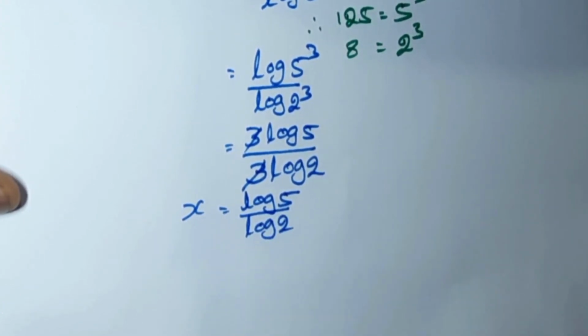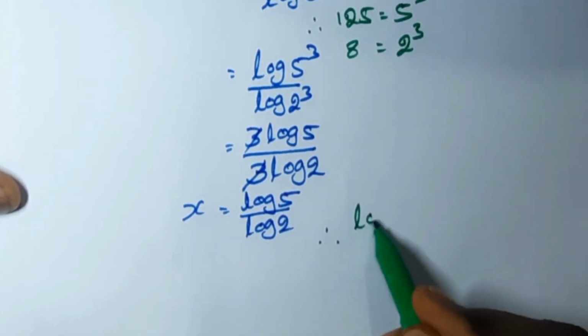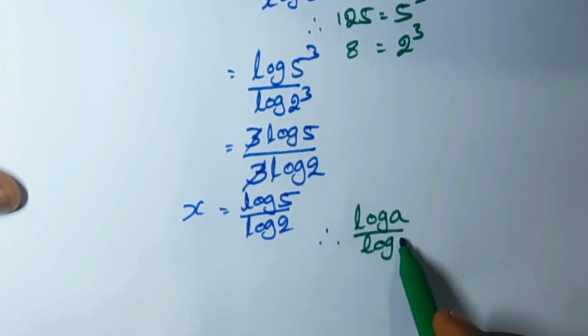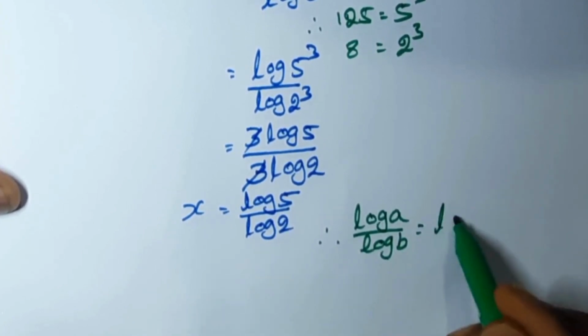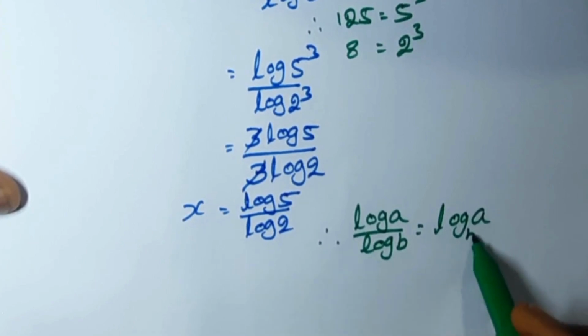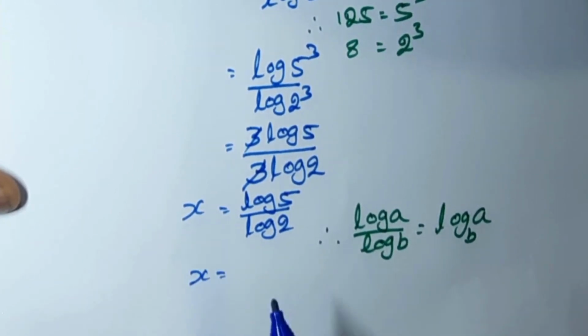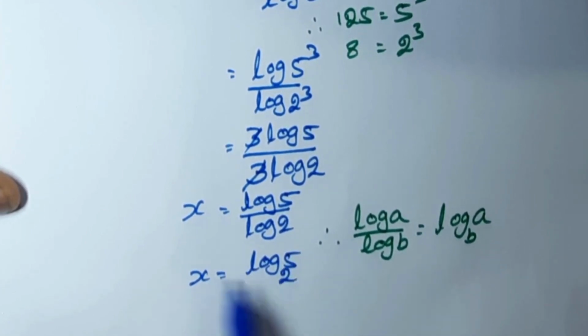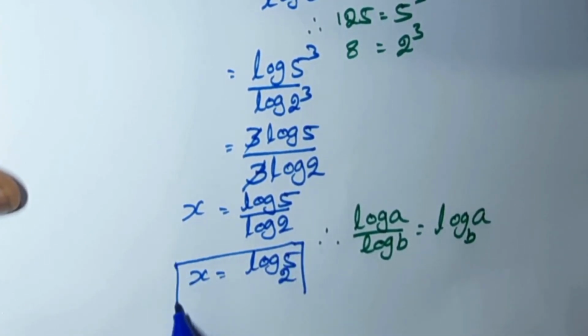by log 2. Therefore we know that log a by log b equal to log a base b. Applying here, x equal to log 5 base 2. This is the x value.